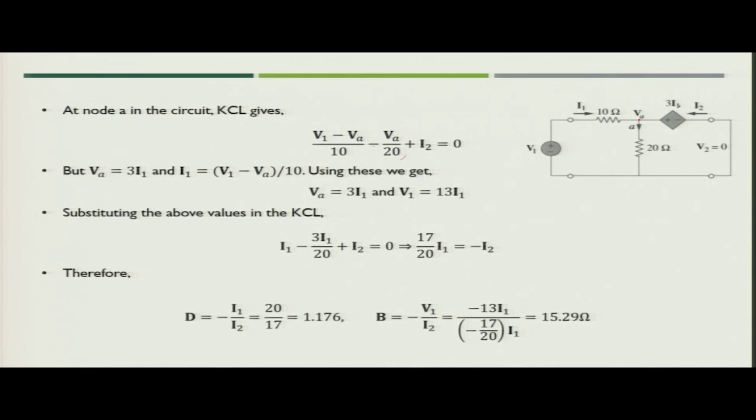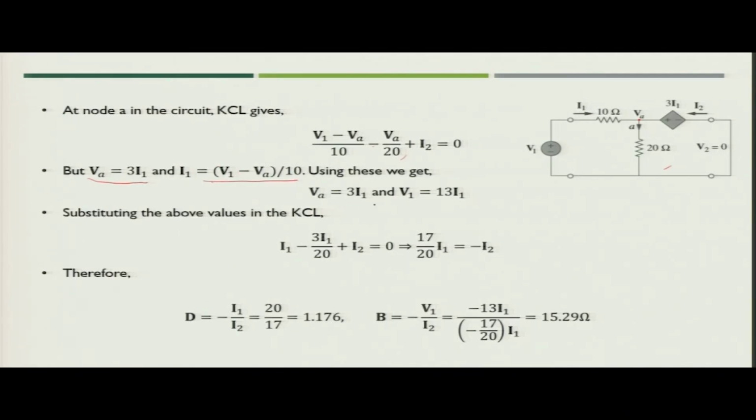Now, if you see this particular circuit, you can say that VA is equal to the voltage of the dependent voltage source, because this is the voltage which is applied across the 20 ohm resistance, and the voltage which is applied across the 20 ohm resistance is nothing but VA. So, we can write VA equal to 3 I1, and from this section we have already seen that I1 is nothing but (V1 minus VA) upon 10.